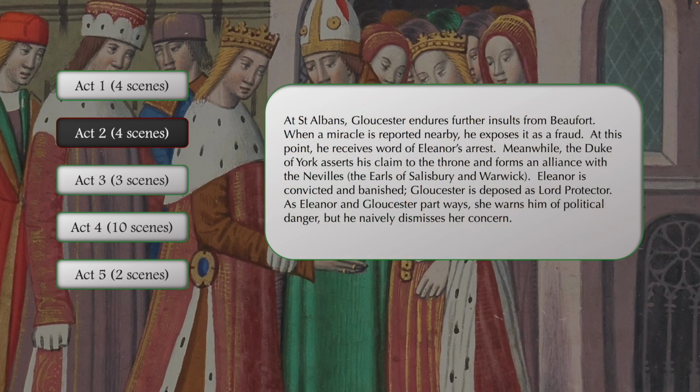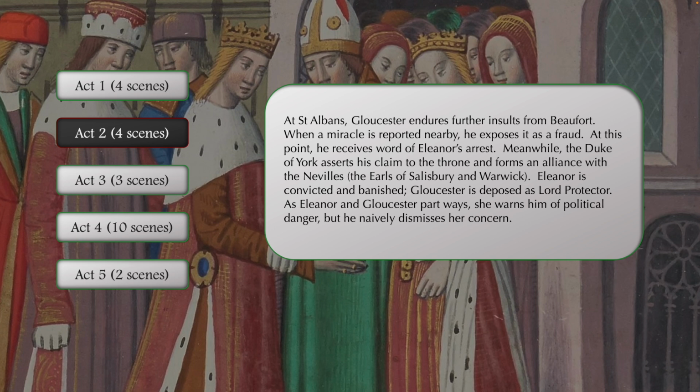Act 2 is 4 scenes. It starts at St. Albans. Gloucester, they're out hawking, and he endures further insults from Beaufort. And there's this miracle, this strange episode where this man is cured of his blindness, or claims to be, and Gloucester exposes it as this big fraud. At this point, he receives word of his wife's arrest. And meanwhile, the Duke of York asserts his claim to the throne and forms an alliance with the Nevilles, the Earls of Salisbury and Warwick.